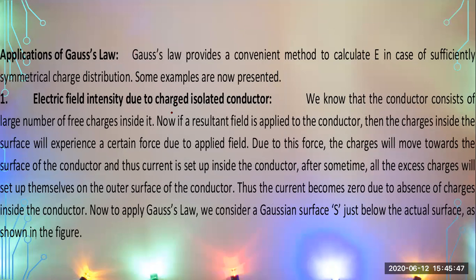To find out the applications of Gauss's law, we must understand that Gauss's law is only applicable in the case of a closed surface. Wherever there is no closed surface, you can't apply Gauss's law. Whatsoever the shape of the surface is, it must be a closed surface. So first of all, electric field intensity due to a charged isolated conductor.